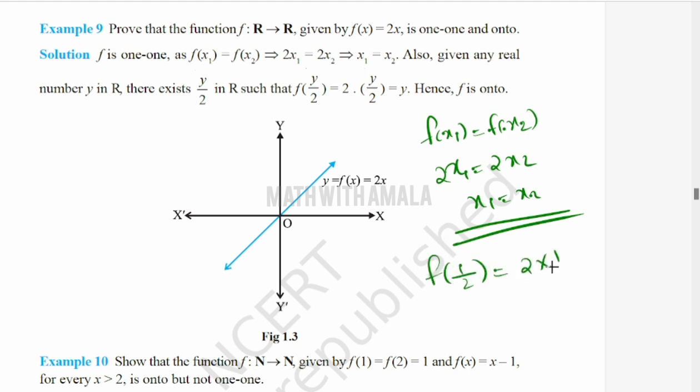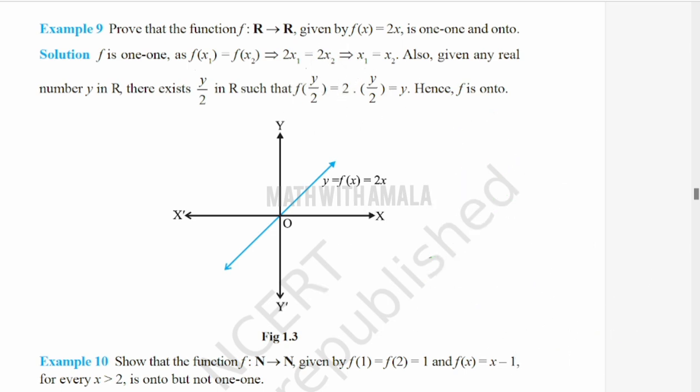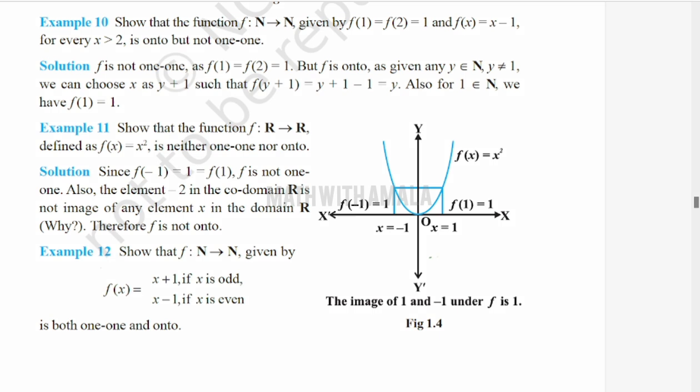And it is already given that for any real number y in R, there exists y by 2. In the previous case, we did not have 1 by 2 in the natural number set. But here in R, we have 1 by 2. And so you can write 2 into y by 2, that is equal to y. So f of y by 2 is equal to y. You can write that it is an onto function.